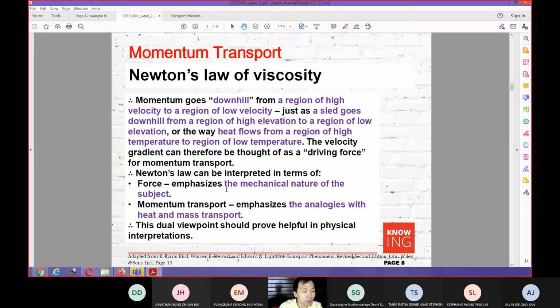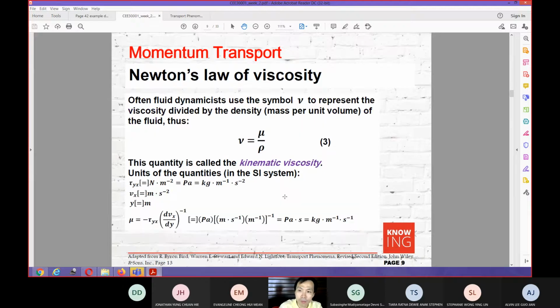Okay, only with that movement then you have a velocity. And it can also be interpreted in terms of the momentum transport. So this will have an analogy with the heat and mass transport later on, as we will talk about in week 5 and week 9. This dual viewpoint will be very helpful for your physical interpretation.